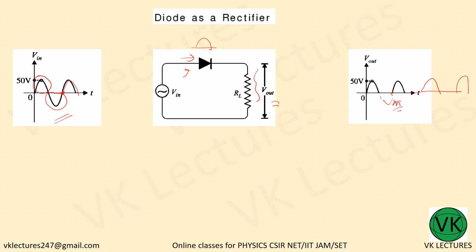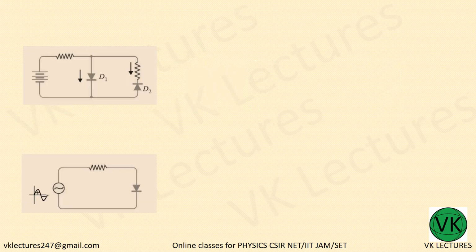You can talk about it in terms of time period also. Up to here you have capital T. Here you have T by 2, half of the time period. Signal waveforms. Okay. Now let us see which of the following diodes are forward or reverse biased. Our idea is just to make it clear.